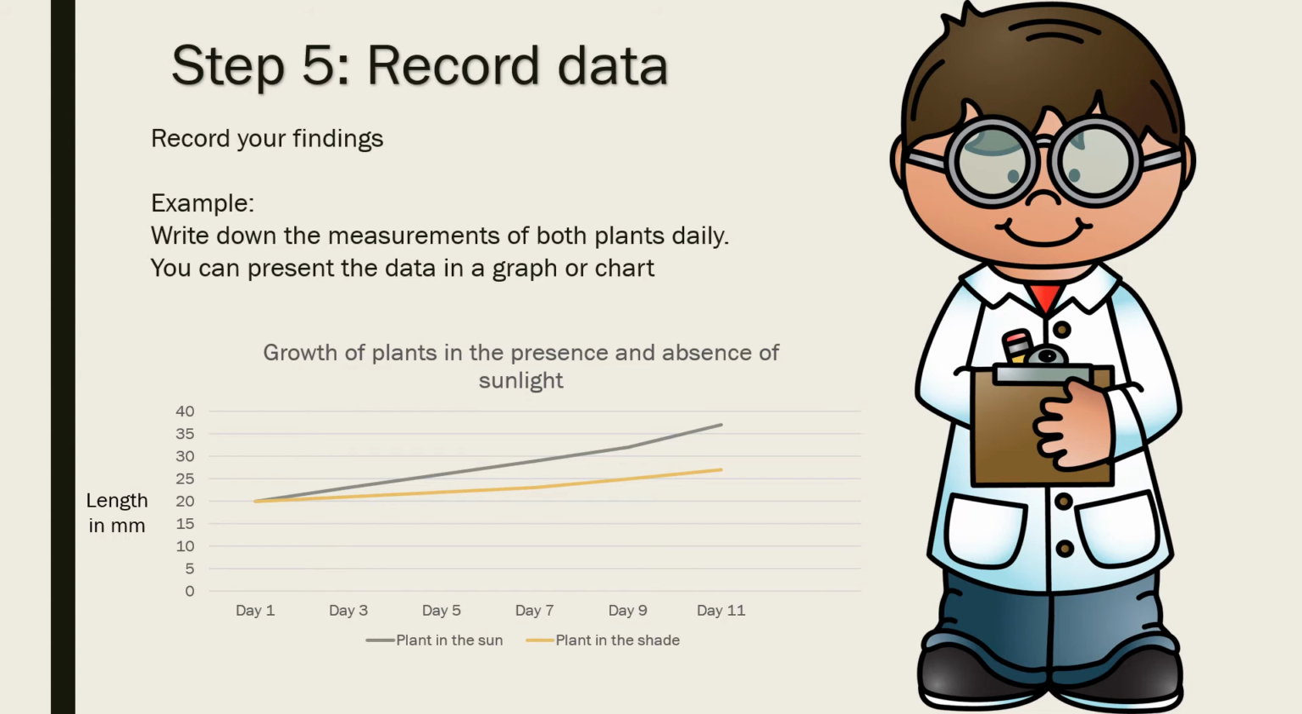Then the gray line shows you the plant that was in the sun, and the yellow-orange line will show you the plant that was in the shade. When I look at the graph, I can see, for example, that the plant in the sun was growing much faster than the one in the shade.